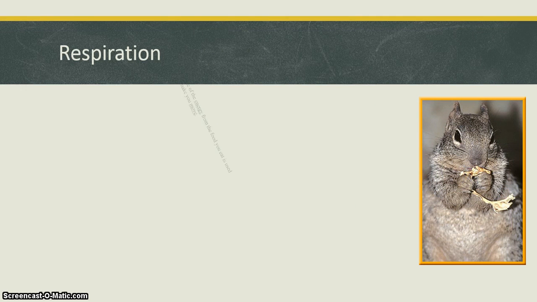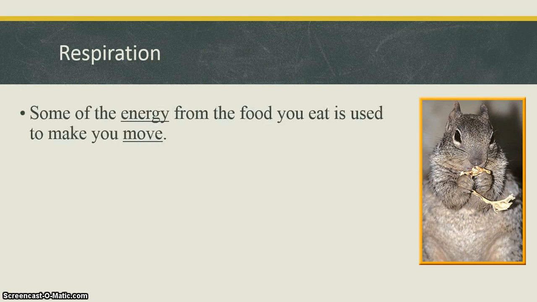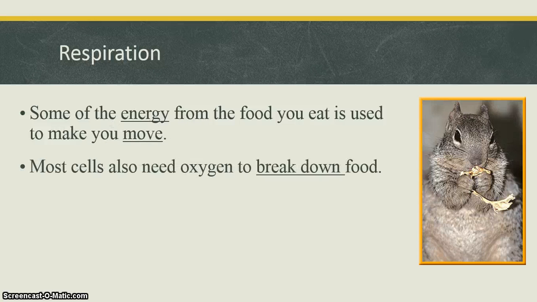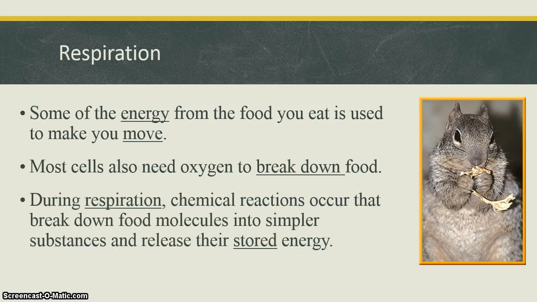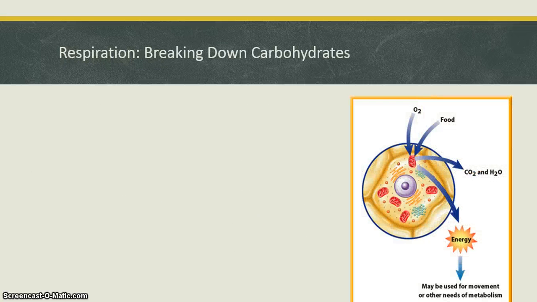Respiration, as we talked about with plants, is how that energy from the food you eat is broken down, or how that food you eat is broken down into energy you can use. So some of the energy from the food you eat is used to make you move. Most cells also need oxygen to break down food. And the process that does this is called respiration. During respiration, chemical reactions occur that break down food molecules into simpler substances and release their stored energy.